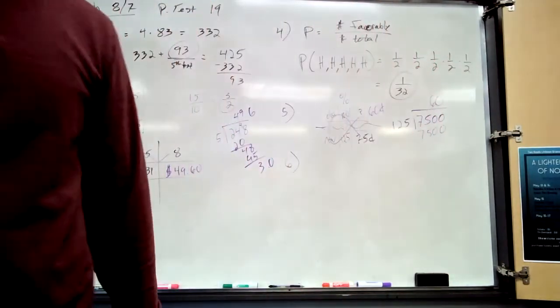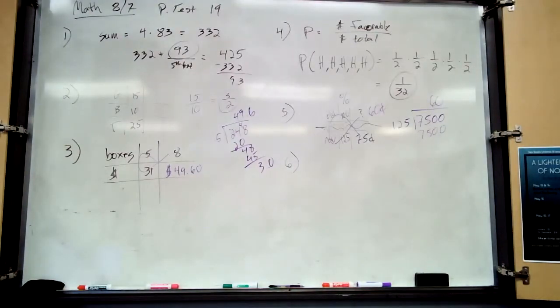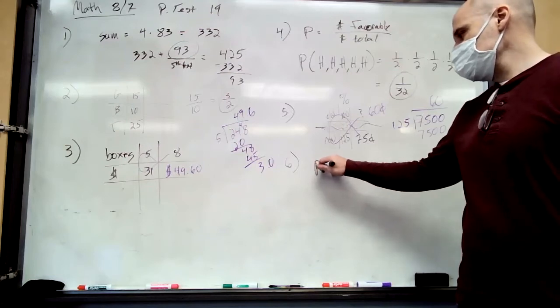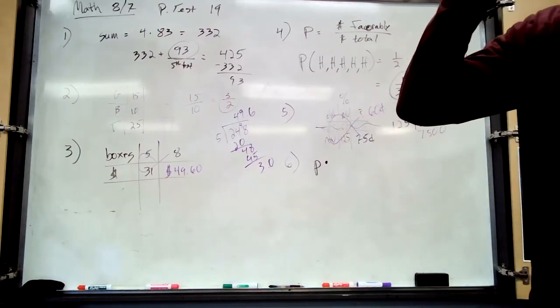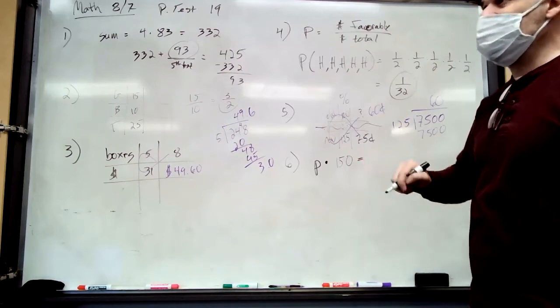All right. So what percent of 150 is 36? All we're going to do is translate this into math because word problems are dumb. So how do you say what percent in math? P. Let's just say P. How do you say of? Multiplication. Okay. How do you say 150? 150. How do you say is? Equals. Now you say 36.